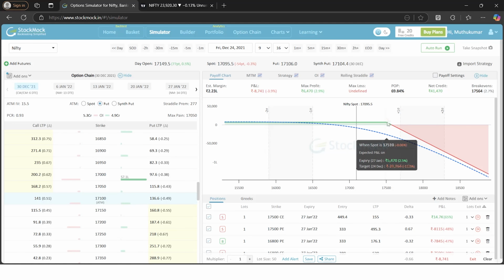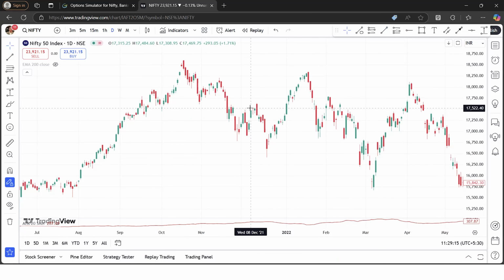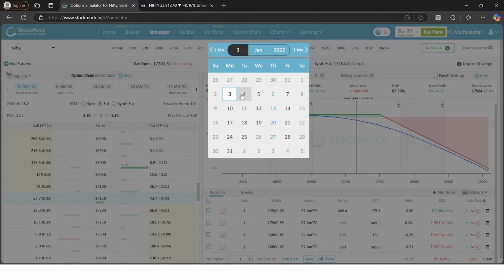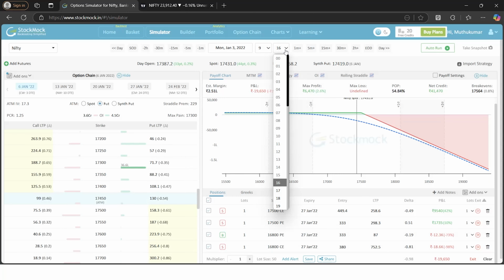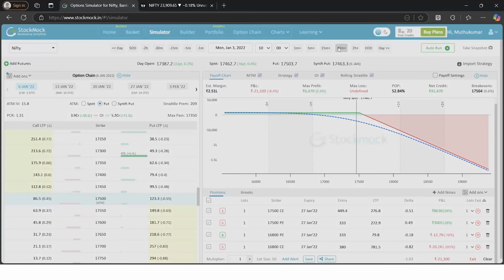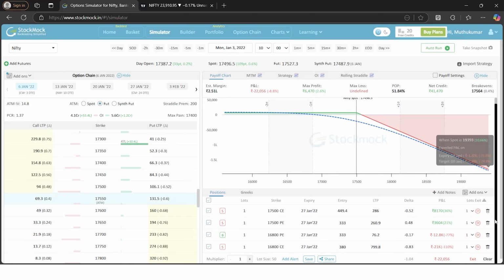Now if the current market price comes to here, we will book our losses in the adjustment leg. It came on 3rd January. Now as you can see, the market is at our initial starting price. So we have to book our losses in the adjustment leg. So the total loss in this trade is 22,000.